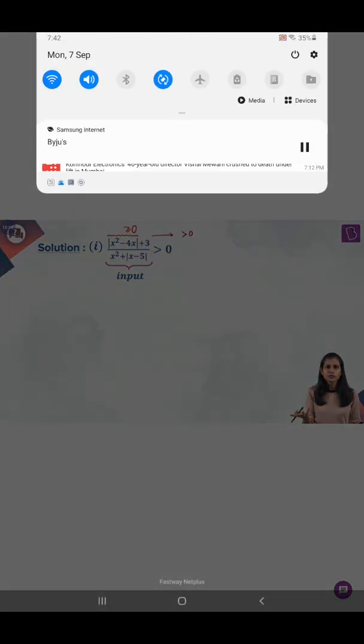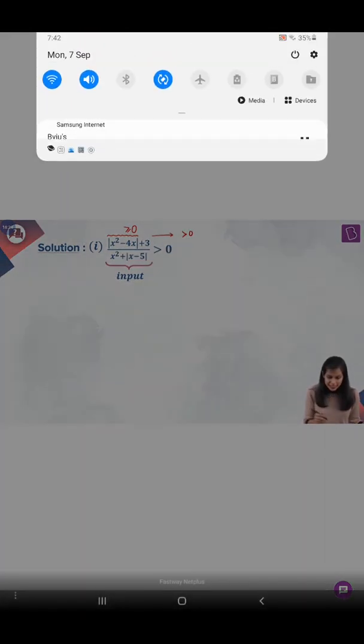Let's start. Firstly, I want those values of x for which my input is positive. That means this expression is positive. Now, please examine this expression carefully. It is involving mod. I know mod of any real quantity is always non-negative. That means this mod of x square minus 4x is greater than or equal to 0. This 3 is obviously positive. That means what is it that I'm getting? The numerator is certainly positive. Non-negative plus 3 is always positive, right?